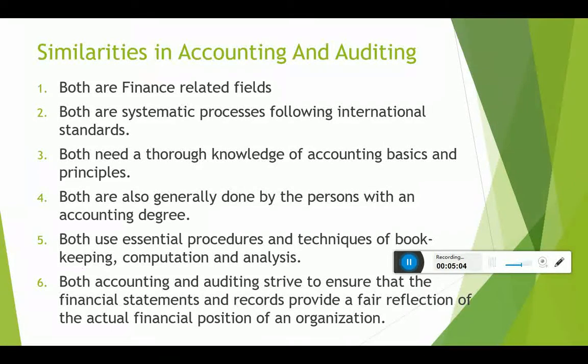Number 6 is both accounting and auditing strive to ensure that the financial statements and records provide a fair reflection of the actual financial position of the organization. The main purpose of accounting is to provide accurate, complete, important, and reliable information to the users.